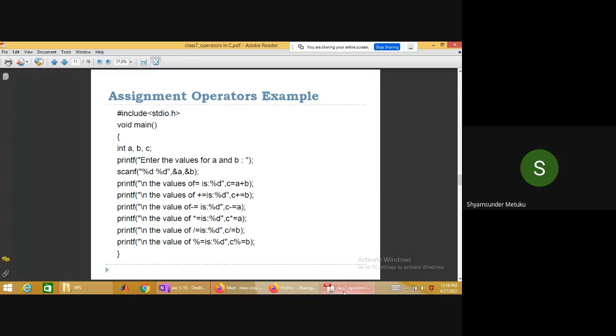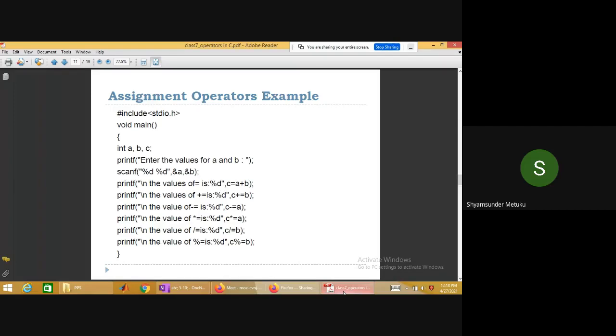Then the fourth, the second last, 10. C is equal to C divided by B. 10, sir. 100 by B, which is 100 by 10, is equal to 10. Quotient, right or not? Yes, sir. Yeah, so C becomes 10. Then C percent equal to B. 10 by 10 percent, zero. 10 is equal to 10 percent B. 0. 0, because there is no remainder at all.